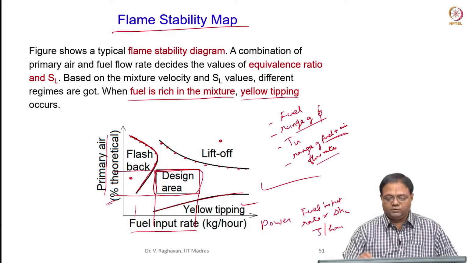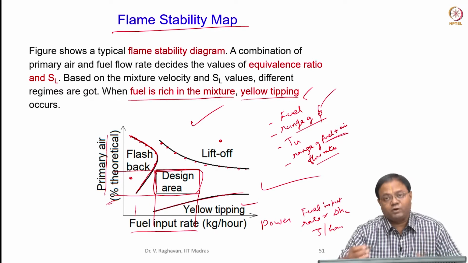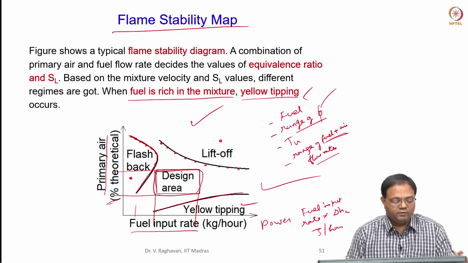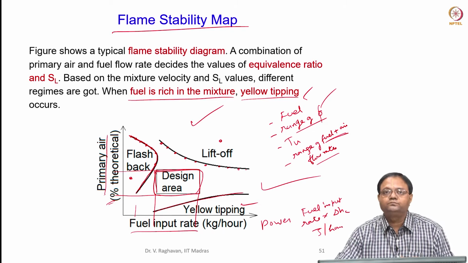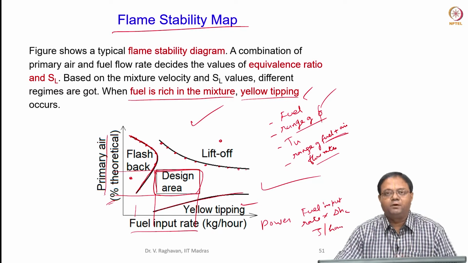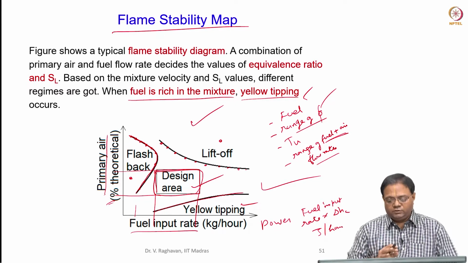So that I get proper stable combustion. So this stability map has to be done for different fuel types. For a given burner you have to check it. When, in a given burner itself, you want to change the fuel from methane, natural gas, say, to LPG, you have to conduct this experiment and get the map and get this design range of operation. So this is very important.